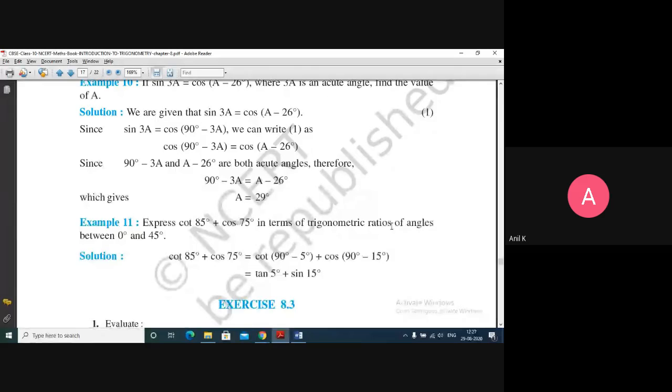Now express cot 85 plus cos 75 in terms of the trigonometric ratios of angles between 0 and 45. Cot 85 is tan(90 minus 85), that is tan 5. Cos 75 is sin(90 minus 75), which is sin 15. So the answer is tan 5 plus sin 15.